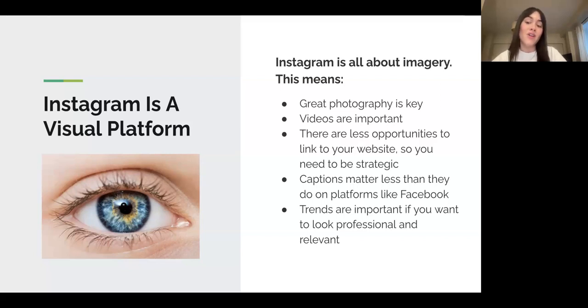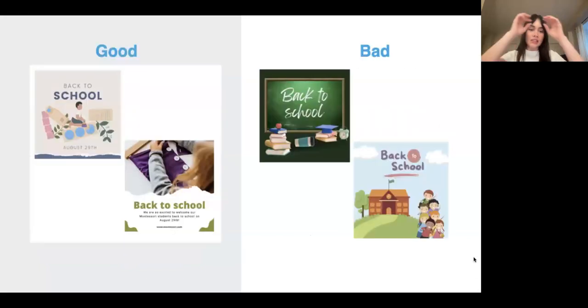And also, trends are important if you want to look professional and relevant. This means you don't want to be posting outdated, blurry graphics or photos. This will just make it look like you're not up with the times. Parents are going to be like, they're posting these pictures that aren't the most professional, or that don't really show me a lot about what they do. So it's important to be posting very high quality visual content on your Instagram if you choose to post on Instagram. Here are just some examples of something that might work better.